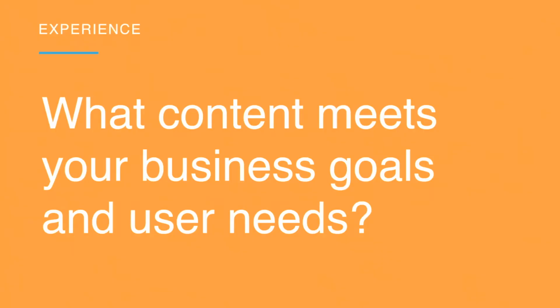So I'm going to break down the quadrants one by one. The first quadrant is all about experience. So again, you need to think about your business goals and user needs in order to come up with what kind of community you want to be. You could be a support community. You could be a community of practice. You could be a hybrid of those two, like the Atlassian community is. But it's really important to understand what type of community you have, because that dictates your content strategy.